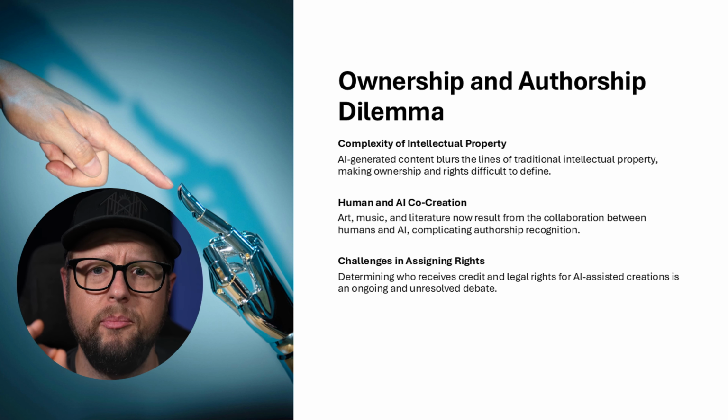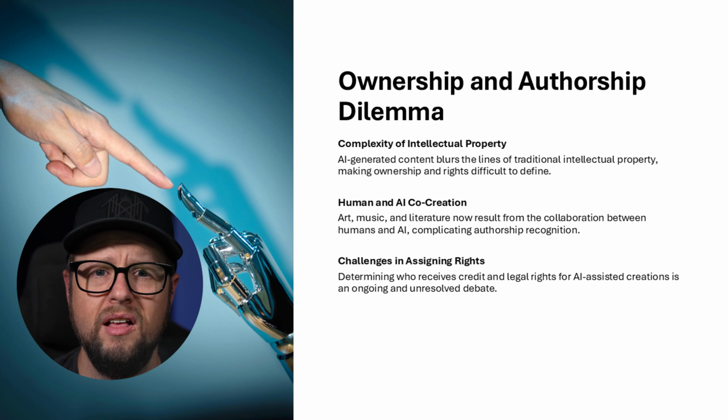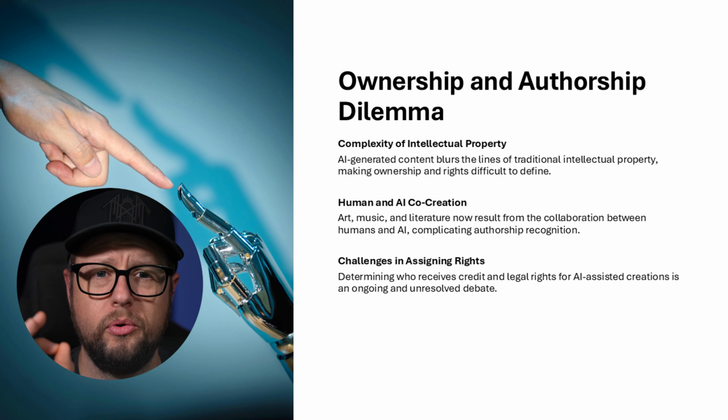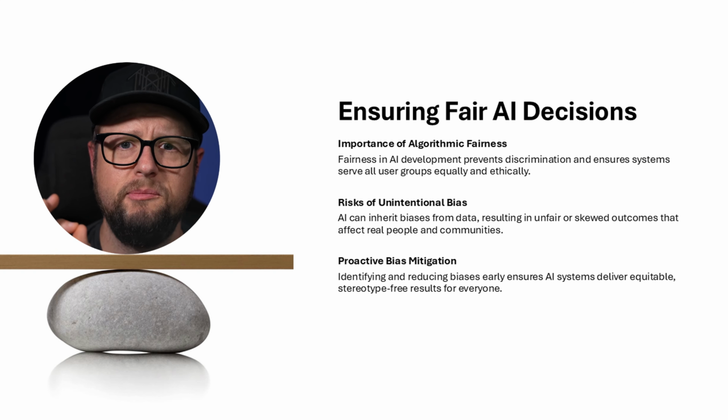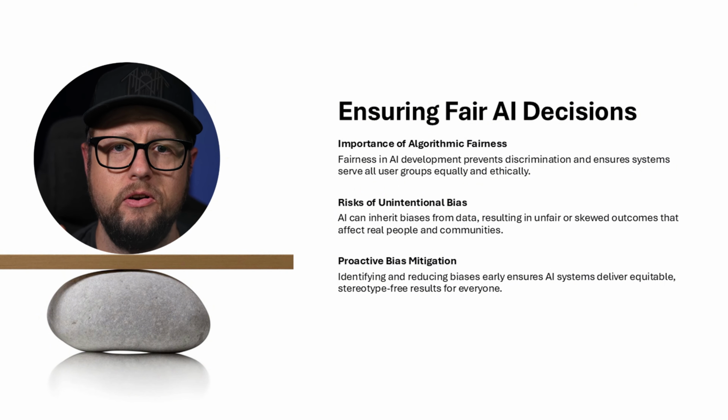With AI's increasing ability to generate creative content, there's a growing need to define intellectual property rights, especially in industries like music, art, and literature, where AI contributes significantly to the creative process. Second is bias mitigation and algorithmic fairness.